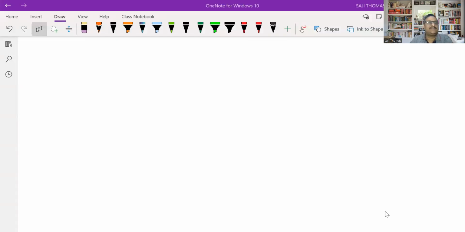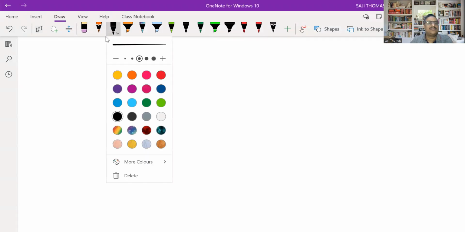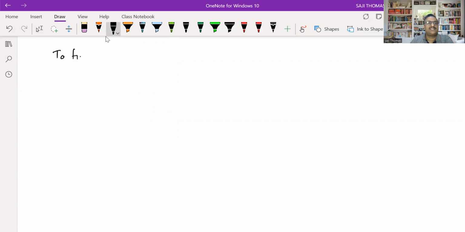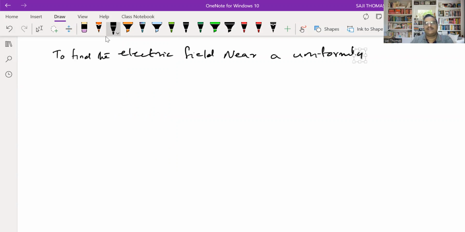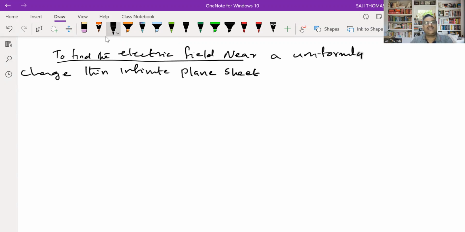Electric field near a uniformly charged thin infinite plane sheet. So we have to consider a plane sheet, an infinite plane sheet.